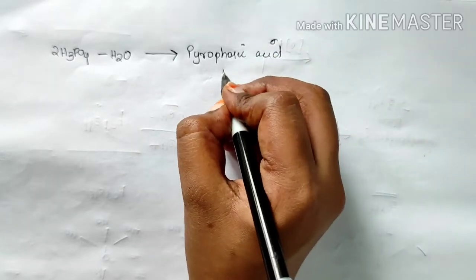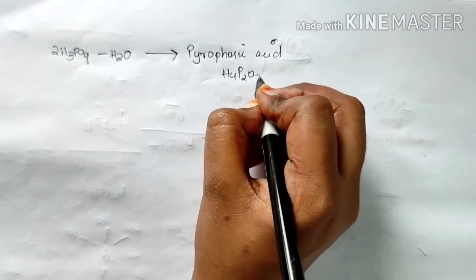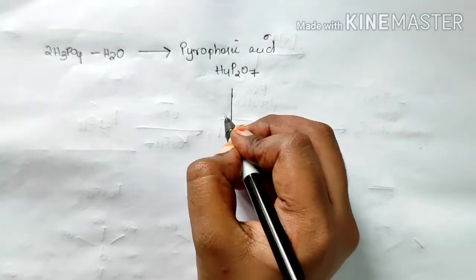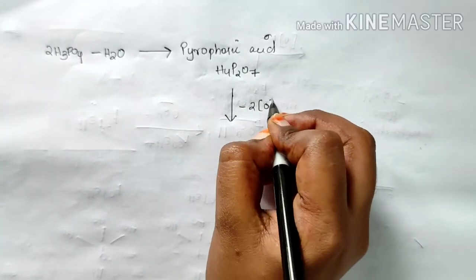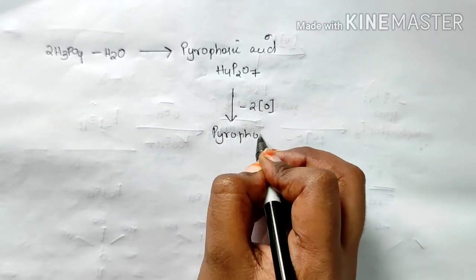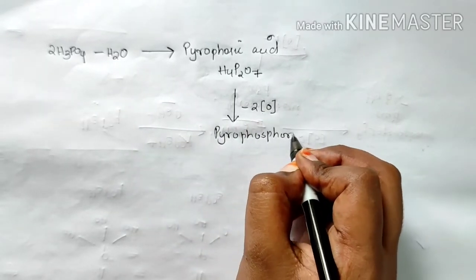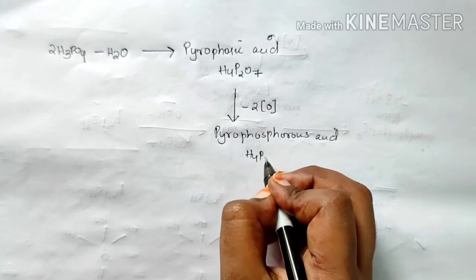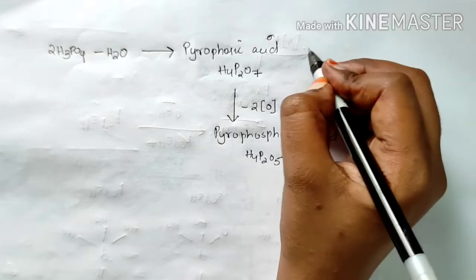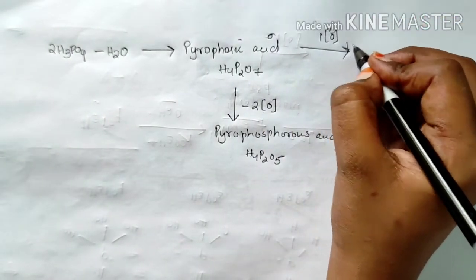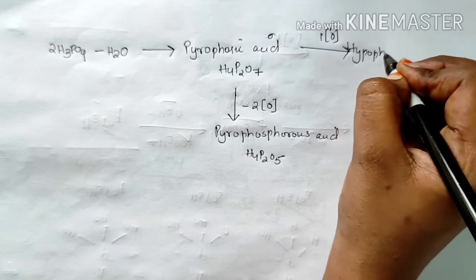Acid H4P2O7. And now to this pyrophosphoric acid, when you remove two oxygens, you are going to get pyrophosphorus acid H4P2O5. And when you remove one O molecule, you are going to get hypophosphorus acid.